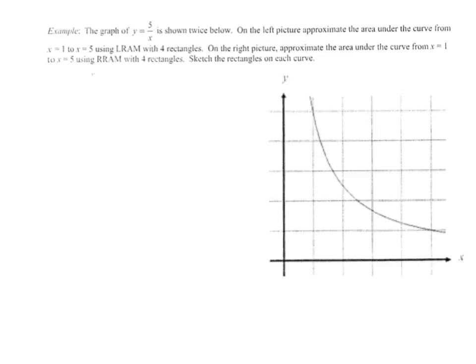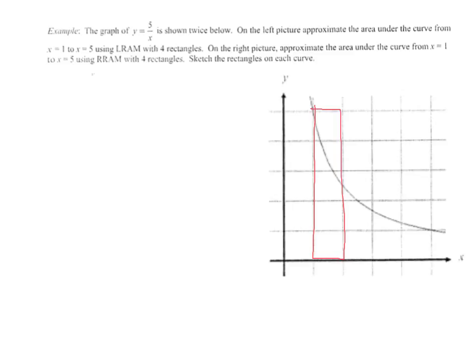We're going to use four rectangles from x equals 1 to x equals 5, and we're going to base the height of our rectangles on the left side. So if x equals 1 is right here, I want to use this point here to draw a rectangle. Maybe I'll use red for this. So I'm going to start right there and draw this rectangle right here. I'm going to use that to find the area of that section of the curve.